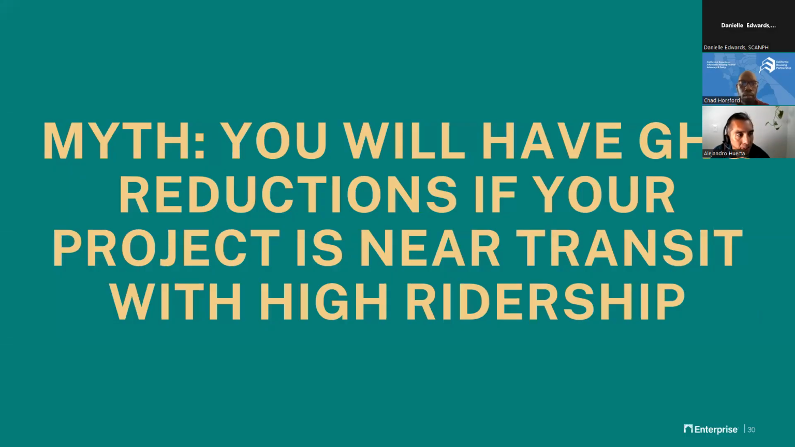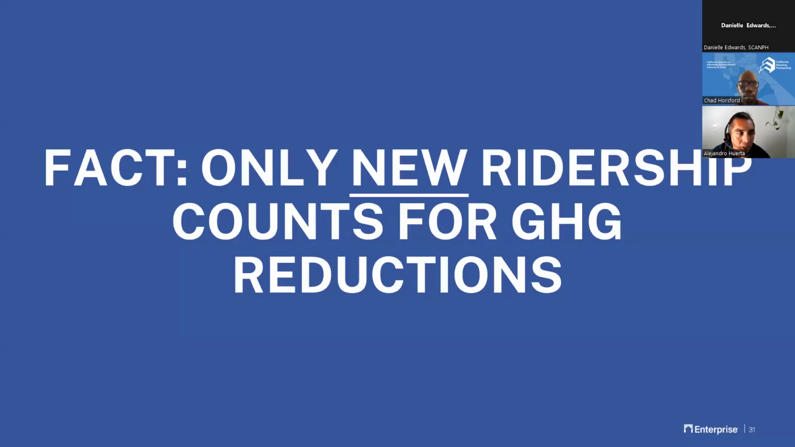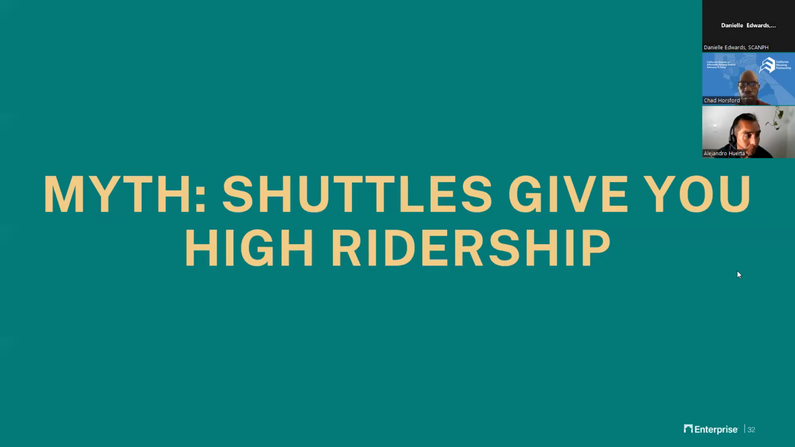Another myth I often hear as a TA provider is, oh, my project will score high on the GHG reductions because the housing development is near all this existing high ridership transit like bus lines, etc. The fact of the matter is only new ridership counts for the GHG reduction. So this is really important. Oftentimes people think that just because they're located next to ridership that has a lot of frequency or that has recently been improved, that they'll get those GHG reductions. Unfortunately, AHSC is looking for new net ridership. So that's really, really critical to understand.